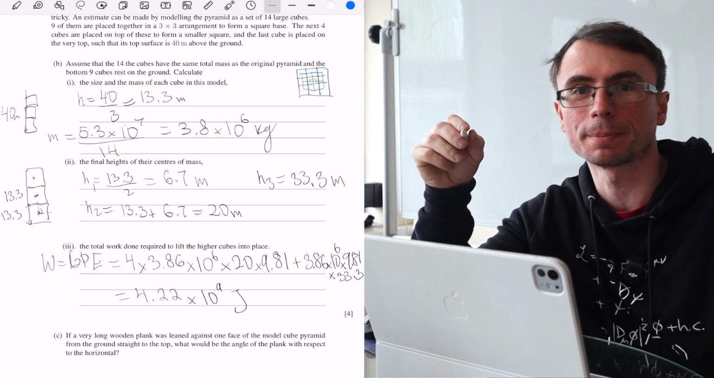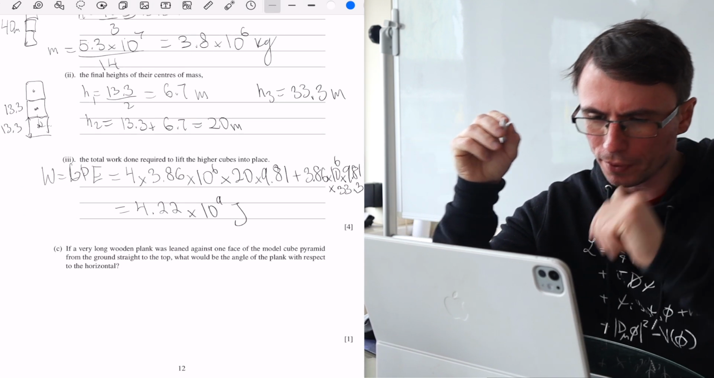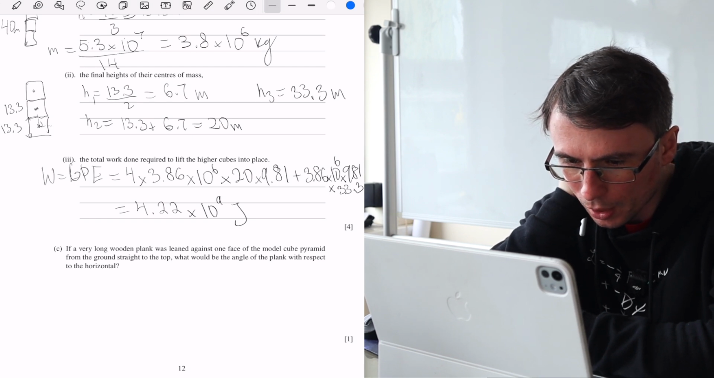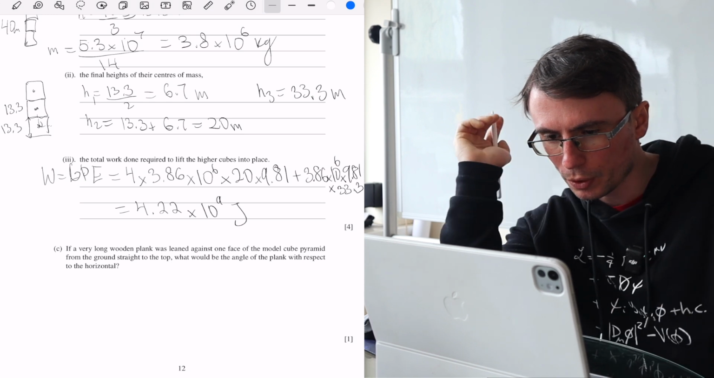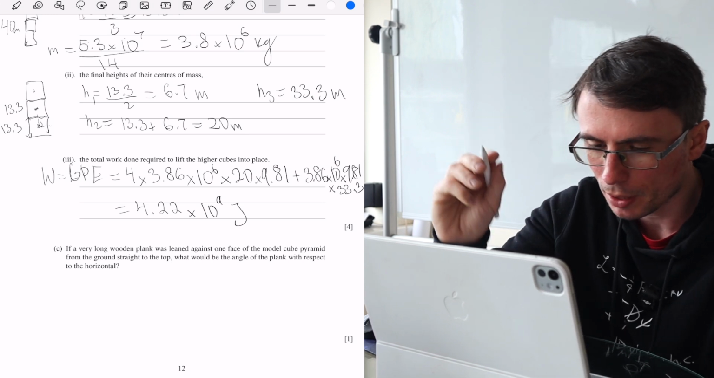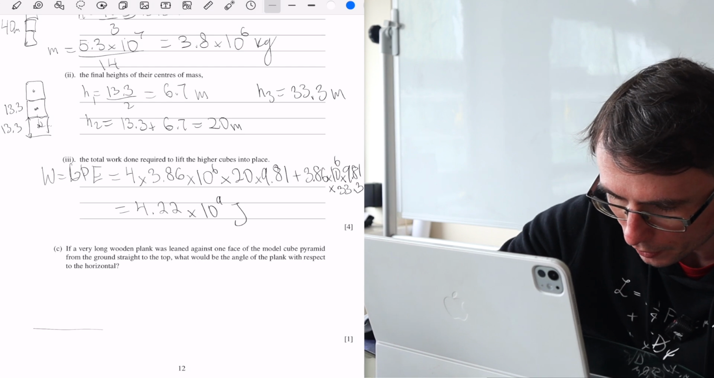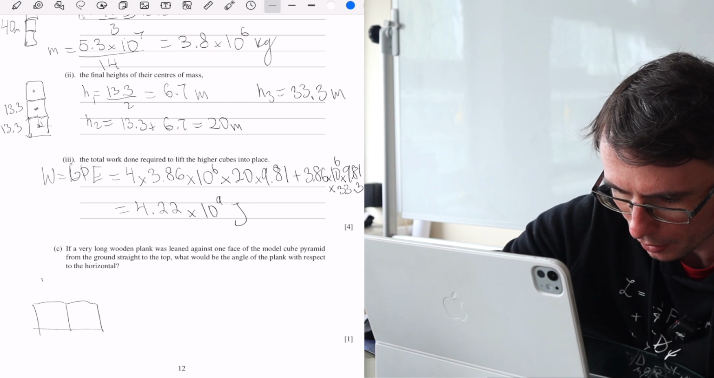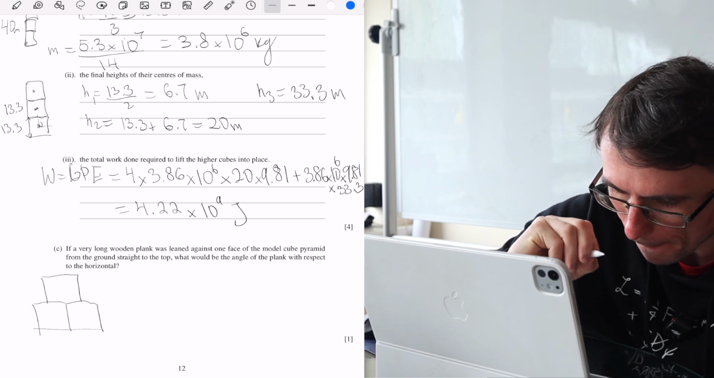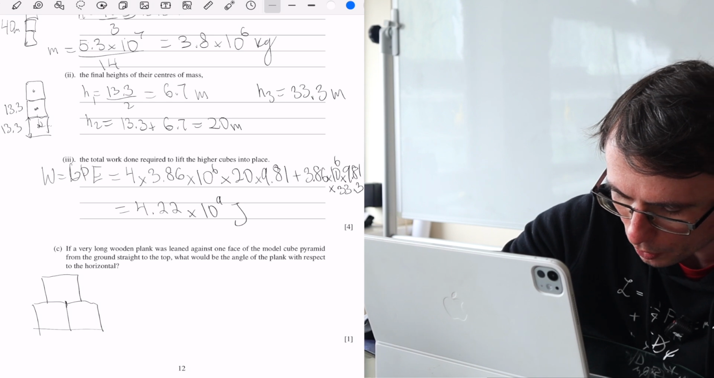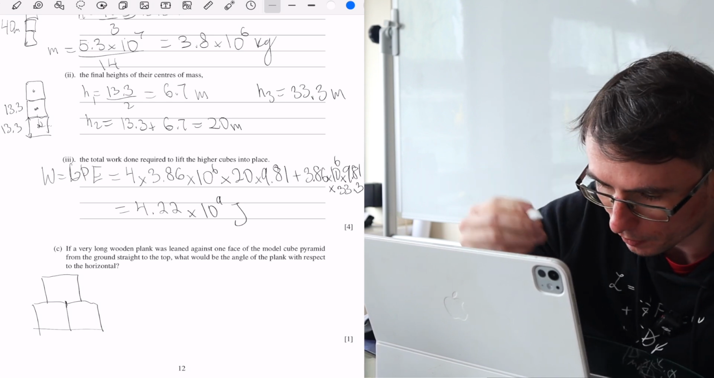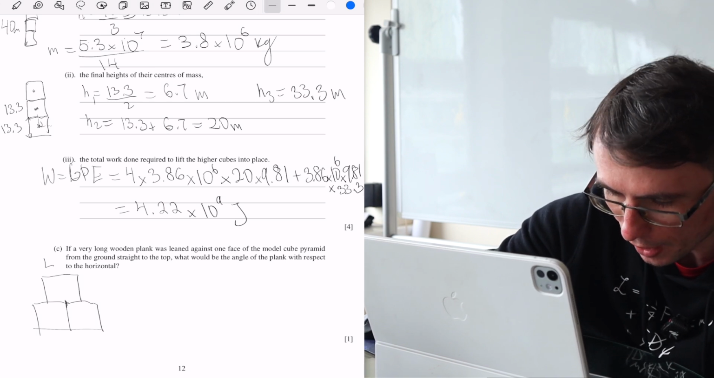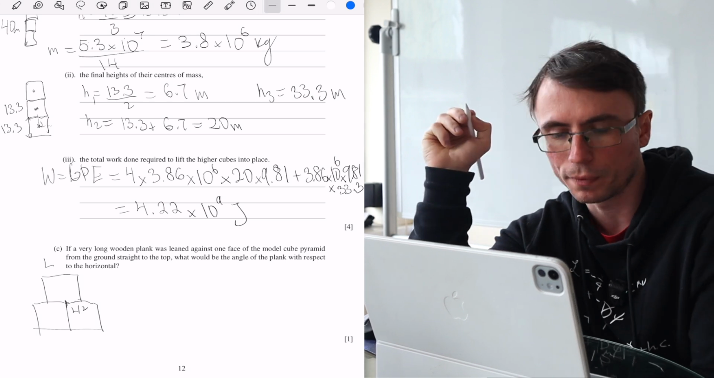It's quite a lot of energy. Okay, C, if a very long wooden plank was leaned against one of the faces of the model from the ground horizontal to the top, what would the angle of the plank be with respect to the horizontal? Okay, so this here is basically a geometry question. So imagine you have something like this, then the total length of the side, let's call that L, then this here would have to be at the half point, which is L/2.